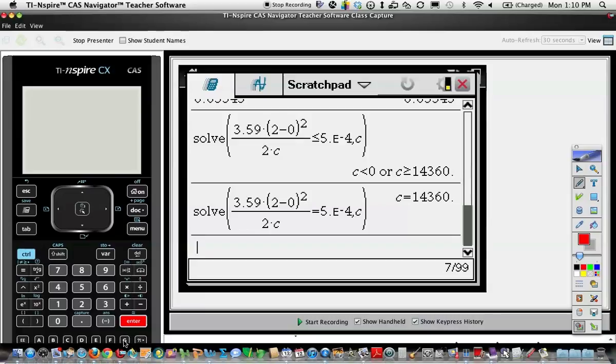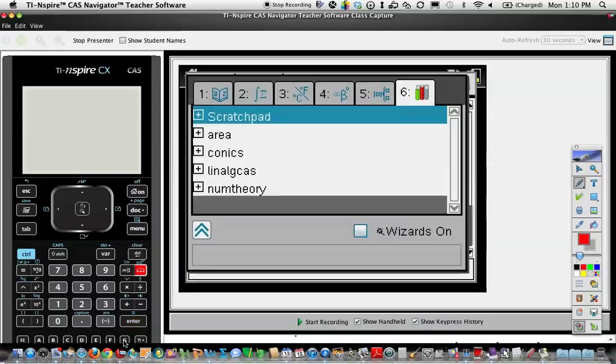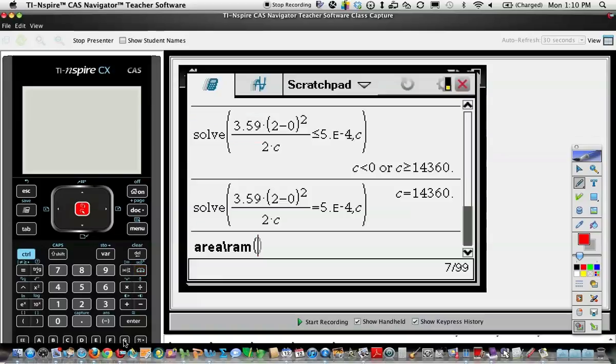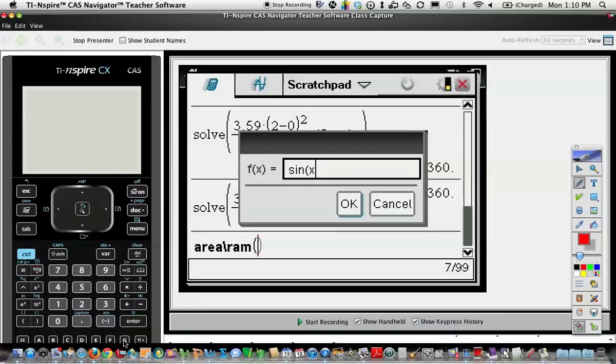Now, look at this. This one takes 14,360 left rectangles to be within 3 decimal place accuracy. Okay? Now, if we did it for a midpoint, we won't take the time right now, but the midpoint would take way, way fewer than that because the midpoint's so much more accurate.